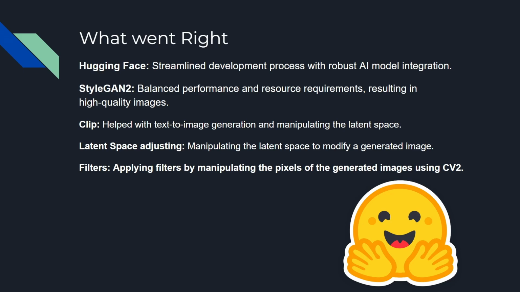CLIP. We use CLIP with text-to-image generation for manipulating the latent space by providing a pre-trained natural language processing encoder. This is what allowed our StyleGAN 2 model to generate images from a prompt. Latent space. By manipulating the latent space, we were able to augment and change features of a generated image. Filters. We applied filters by manipulating the pixels of a generated image using OpenCV. This is what created Cartoonify, Pencil Sketch, and even the watercolor effects.